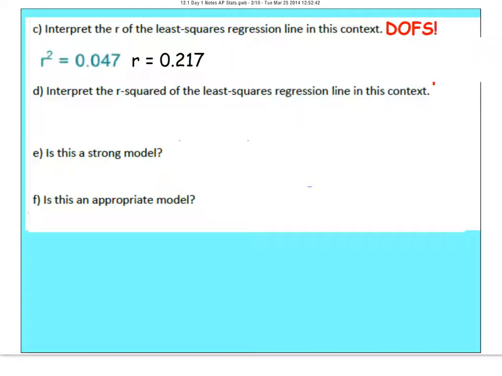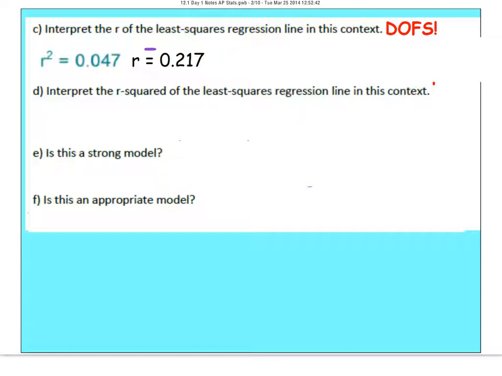Now be careful. Remember, R, or correlation, is only for lines, by the way, and it goes from -1 to 1. So we need to figure out if this is going to be positive or negative. The way we can look at that is to reference the slope of the line. The slope of the line was negative, so technically we need to adjust our correlation to be a negative 0.217.